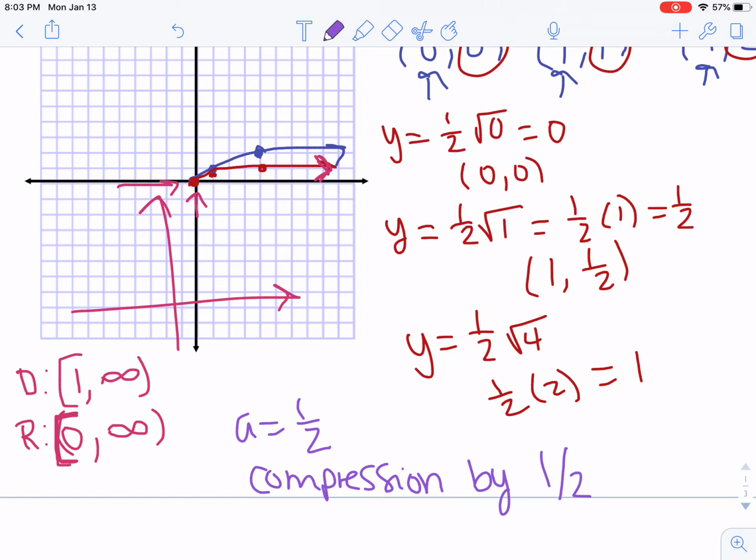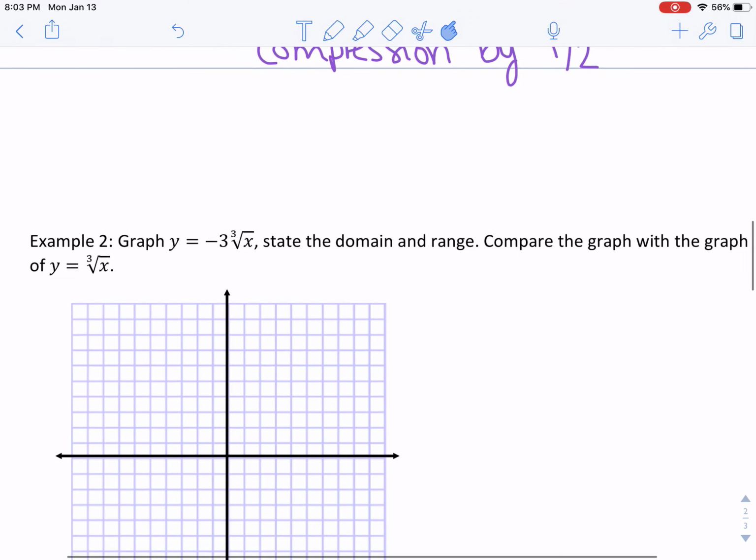If you don't put the "by 1/2" part, it will be wrong. You need to make sure you say what we are compressing by. And that is all we're doing on this one. So let's try this one.